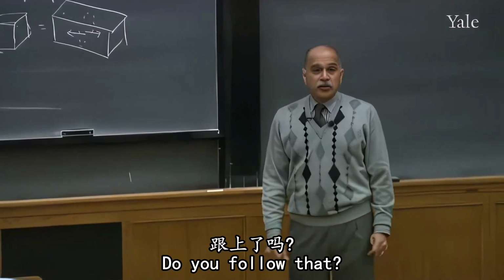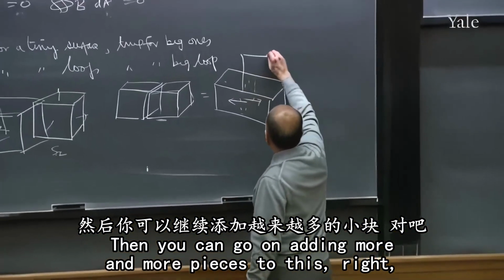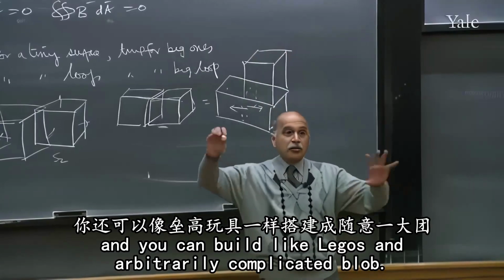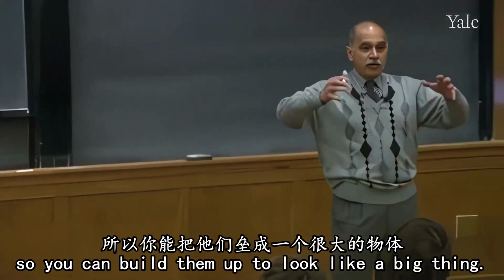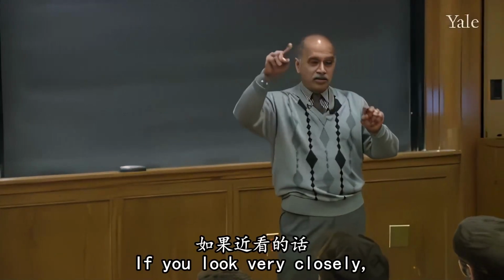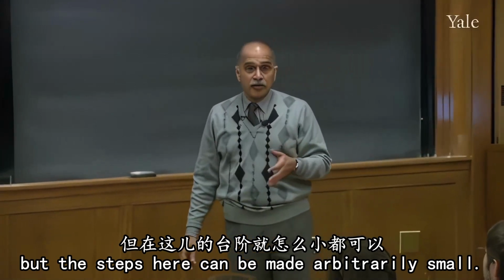Do you follow that? That's the way it works. And then you can go on adding more and more pieces to this, right? And you can build, like Legos, an arbitrarily complicated blob. And remember, these are all very, very tiny volumes. So you can build them up. It'll look like a big thing. It may look like a pyramid. If you look very closely, you'll have the steps like in a real pyramid. But the steps here can be made arbitrarily small.